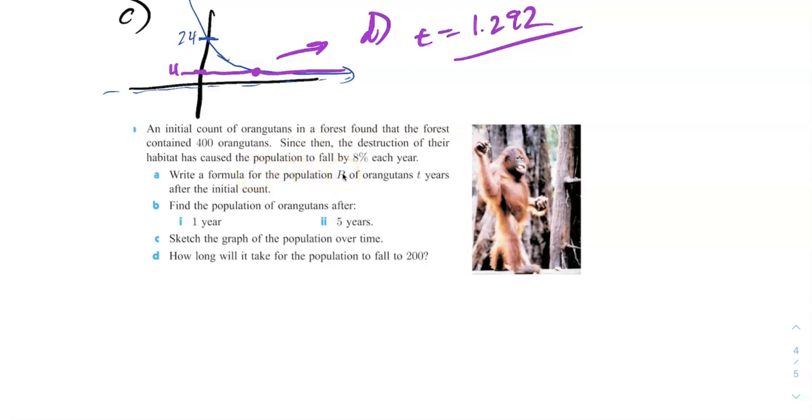So our general formula for our population is y equals a b to the x, like the general initial growth or decay graph, something like that. Now we start with 400 orangutans. That is our initial amount. That is our a.